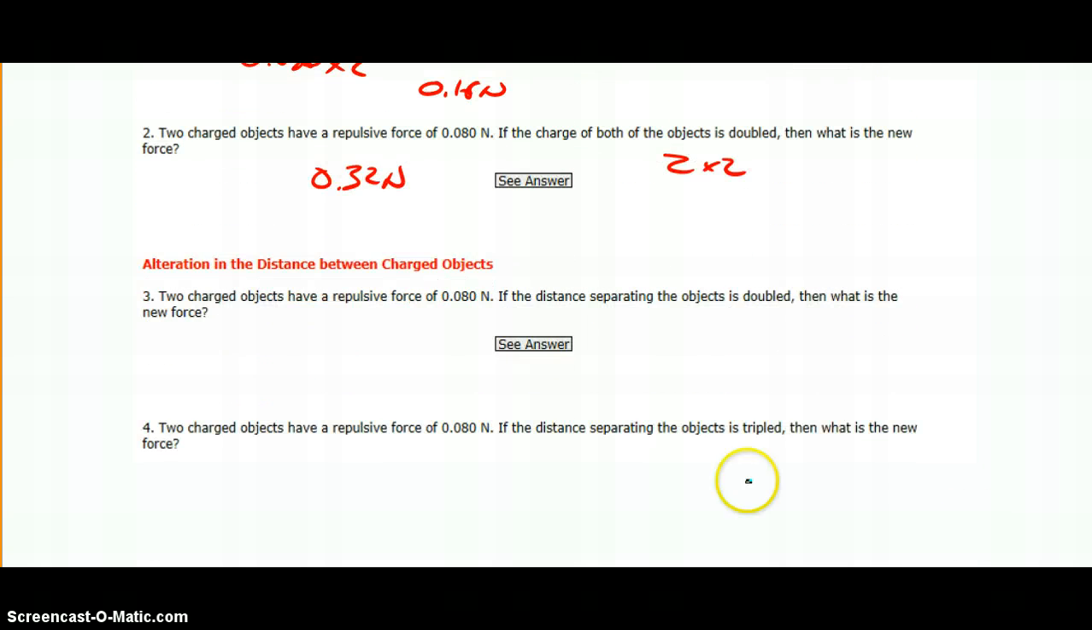All right, now the distance, again, it's 1 over the distance squared. It's the inverse of the center to center distance squared. So we start at 0.08, and we're going to double the distance. Now that means 1 over 2 times the distance squared. Now again, 2 squared is 4, so it's 1/4. So I have to divide the 0.08 by 4, and I get 0.02, or 4 times less force.